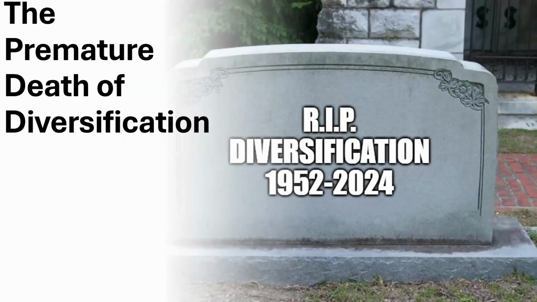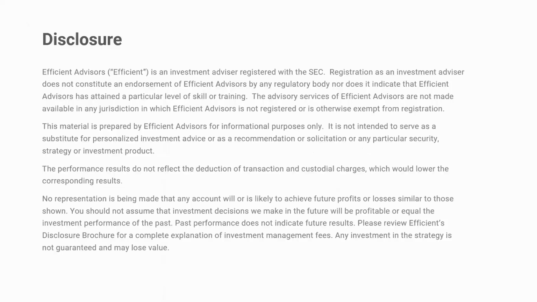So the title of today's talk is The Premature Death of Diversification. And on the tombstone, we illustrated some of the earliest time when the idea around security asset allocation and the idea of diversification across broad asset classes essentially started, around roughly 1952. And we're sad to inform you that it looks like it may have run its useful life as of 2024. So we're going to explore that as we go through the presentation today.